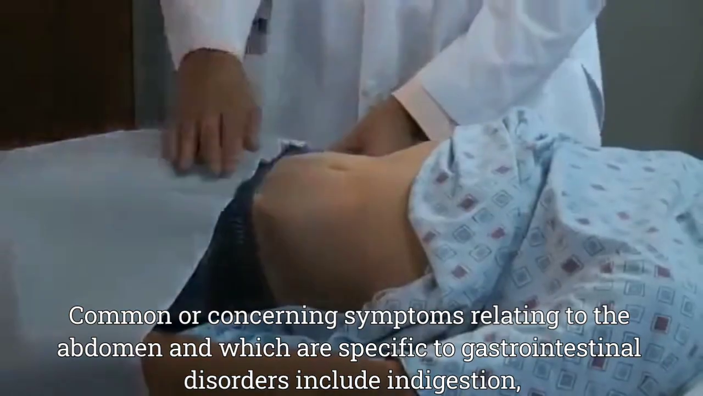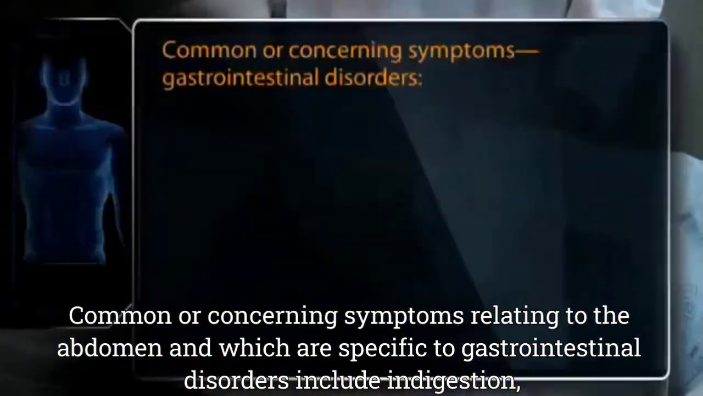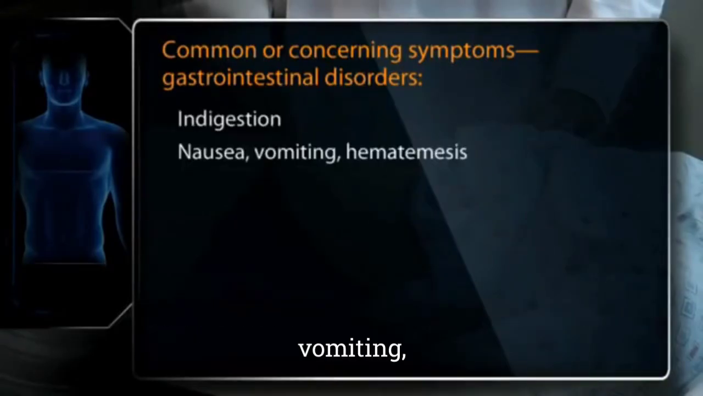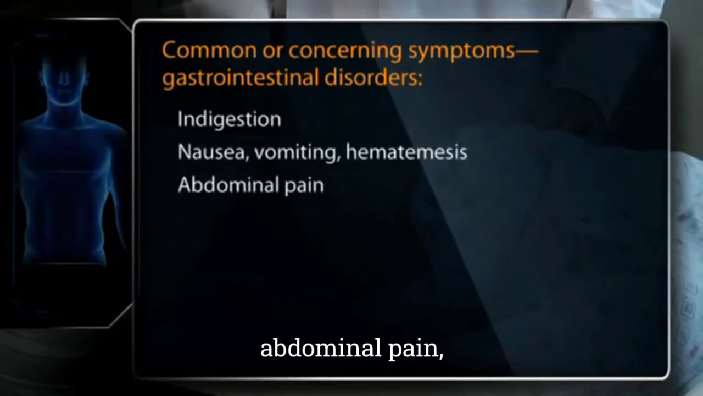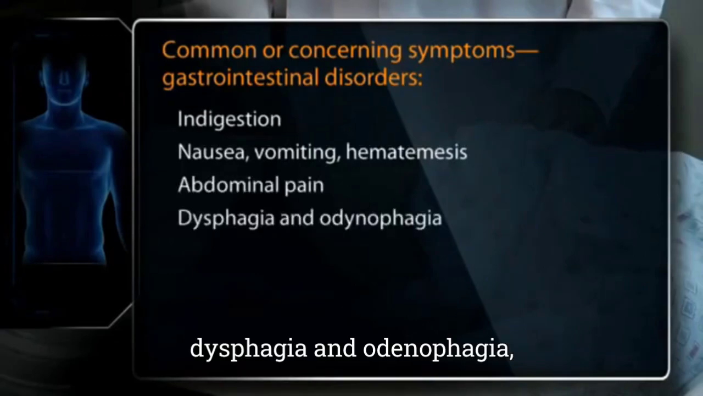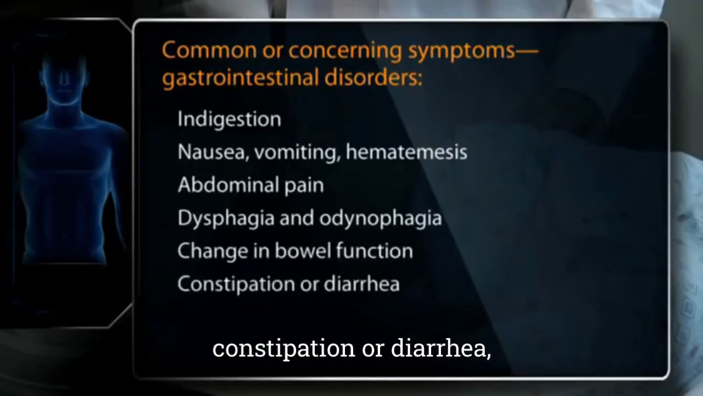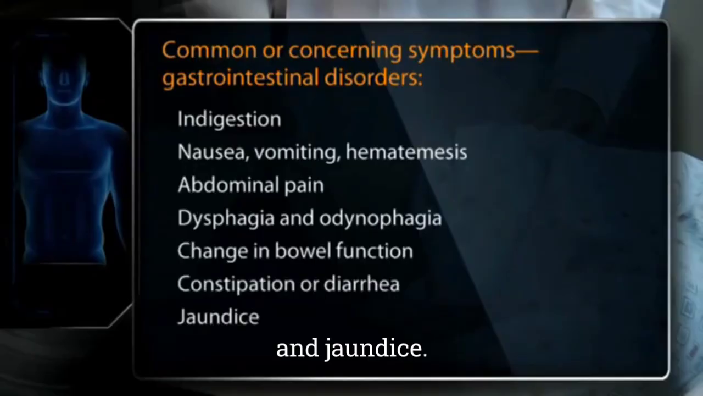Common or concerning symptoms relating to the abdomen and which are specific to gastrointestinal disorders include indigestion, nausea, vomiting, hematemesis, abdominal pain, dysphagia and odynophagia, change in bowel function, constipation or diarrhea, and jaundice.